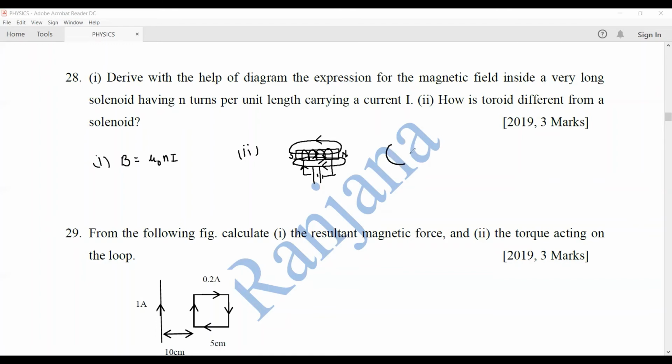Whereas in the case of a toroid, the magnetic field lines are circular inside the core of the toroid. These are the magnetic field lines. So in the case of a solenoid, the magnetic field lines are similar to those of a bar magnet, whereas for a toroid, they are shaped like this.